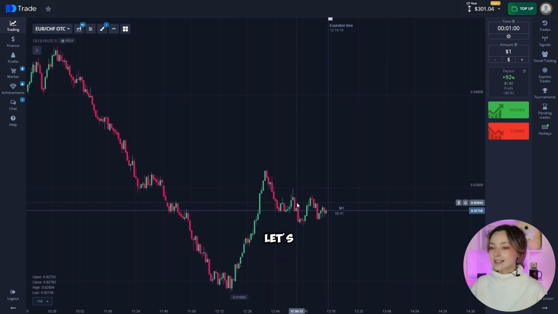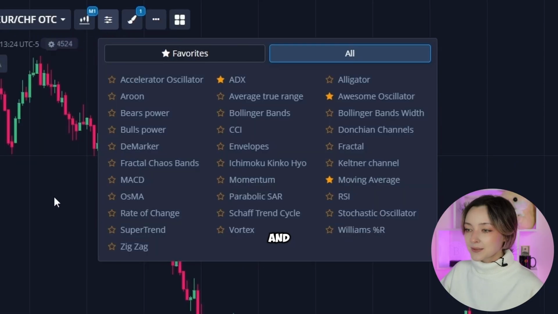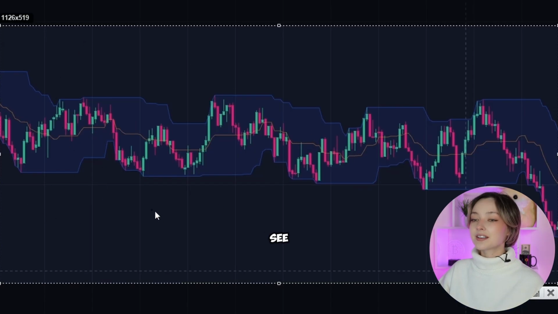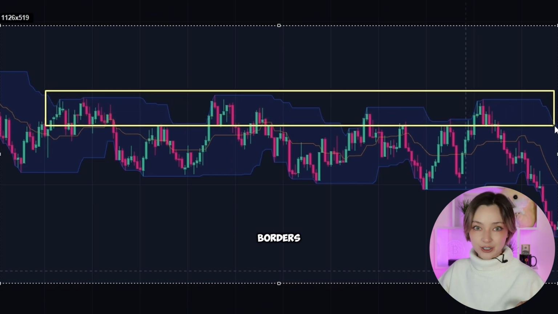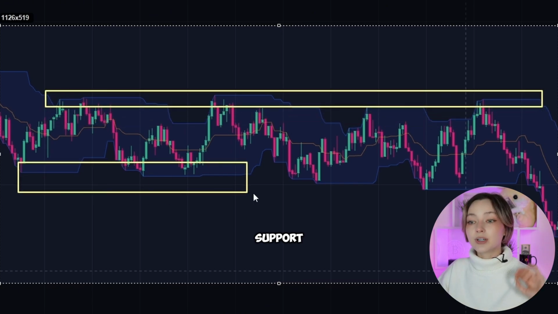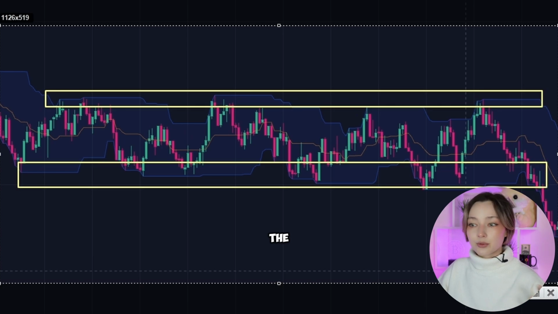For starters, let's add the indicators we're gonna need today. Clicking right here and picking the Donchian Channels indicator. As we can see, this indicator constitutes a certain channel highlighted by established borders. Our job is paying attention to these borders. The lines indicate support and resistance levels. The resistance level is the one at the top. If the price reaches the upper border, we place a trade downwards. And if the price reaches the support level, the one that's below, we place a trade upwards.